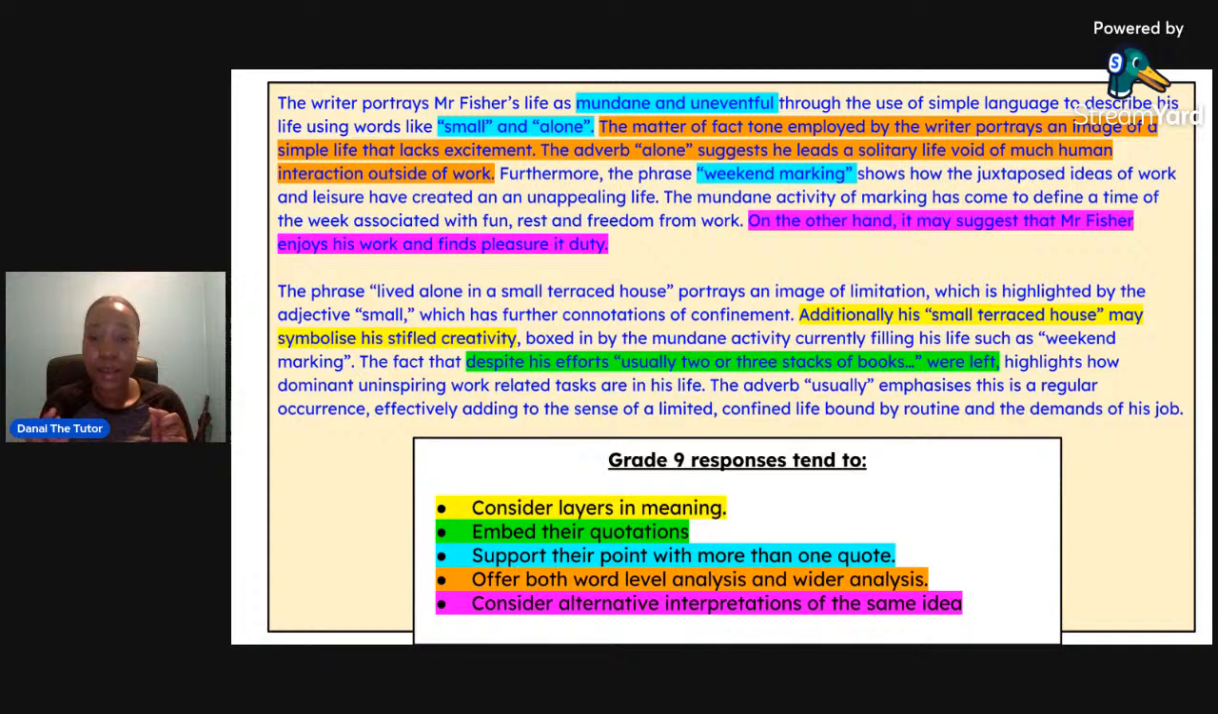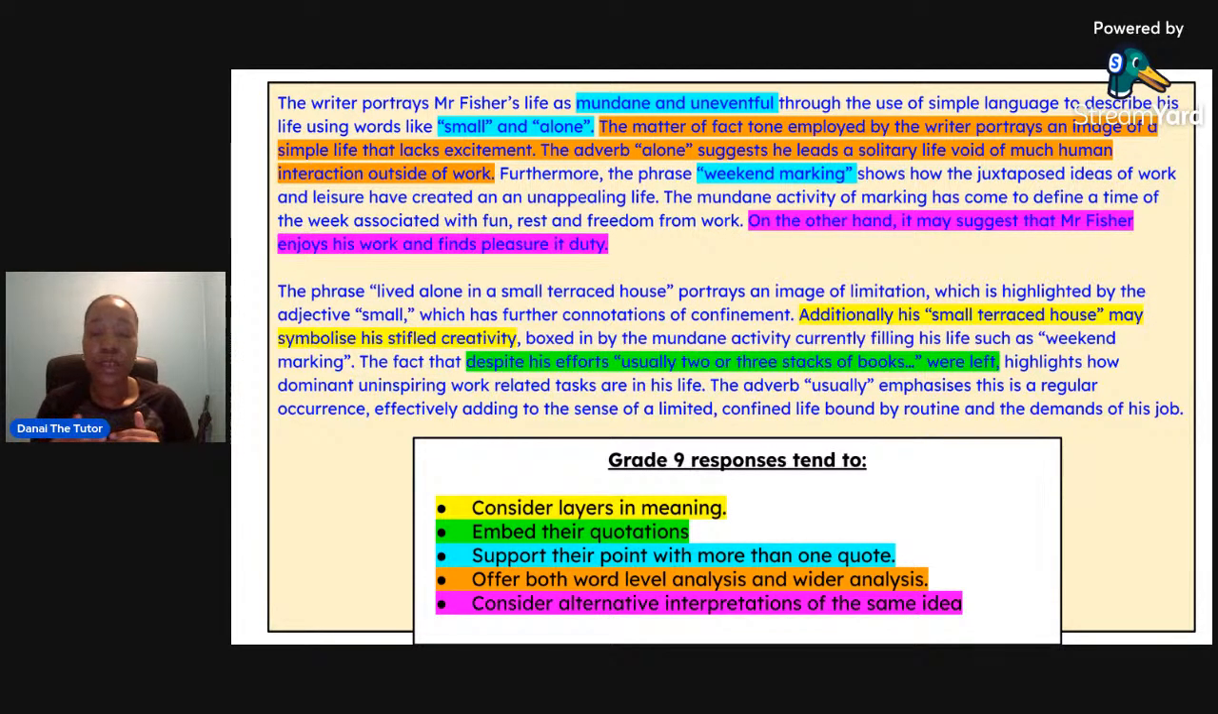I looked at how "lived alone in a small terrace house" portrays an image of limitation, okay? So that's one explanation. And then I said, additionally, as highlighted in yellow, his small terrace house may symbolize his stifled creativity. So it's looking at layers: the same quote, but looking at the layers in meaning, okay?